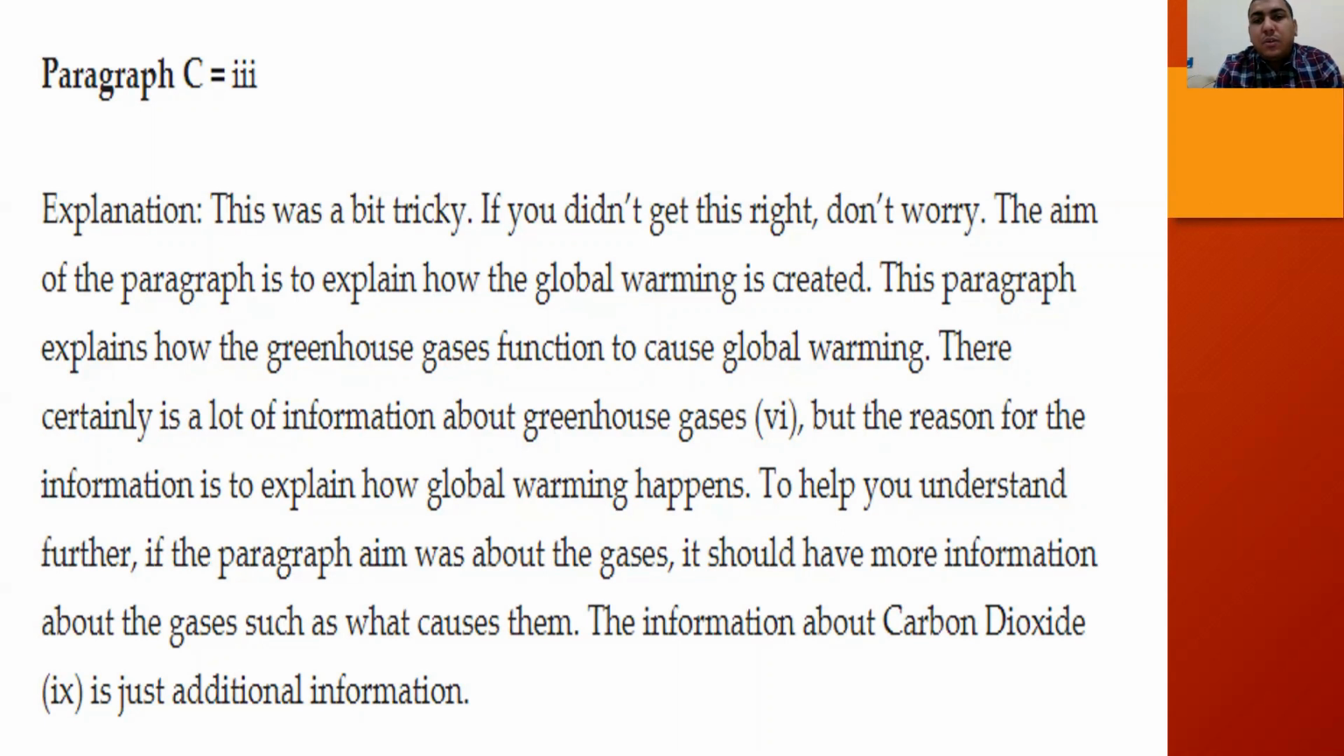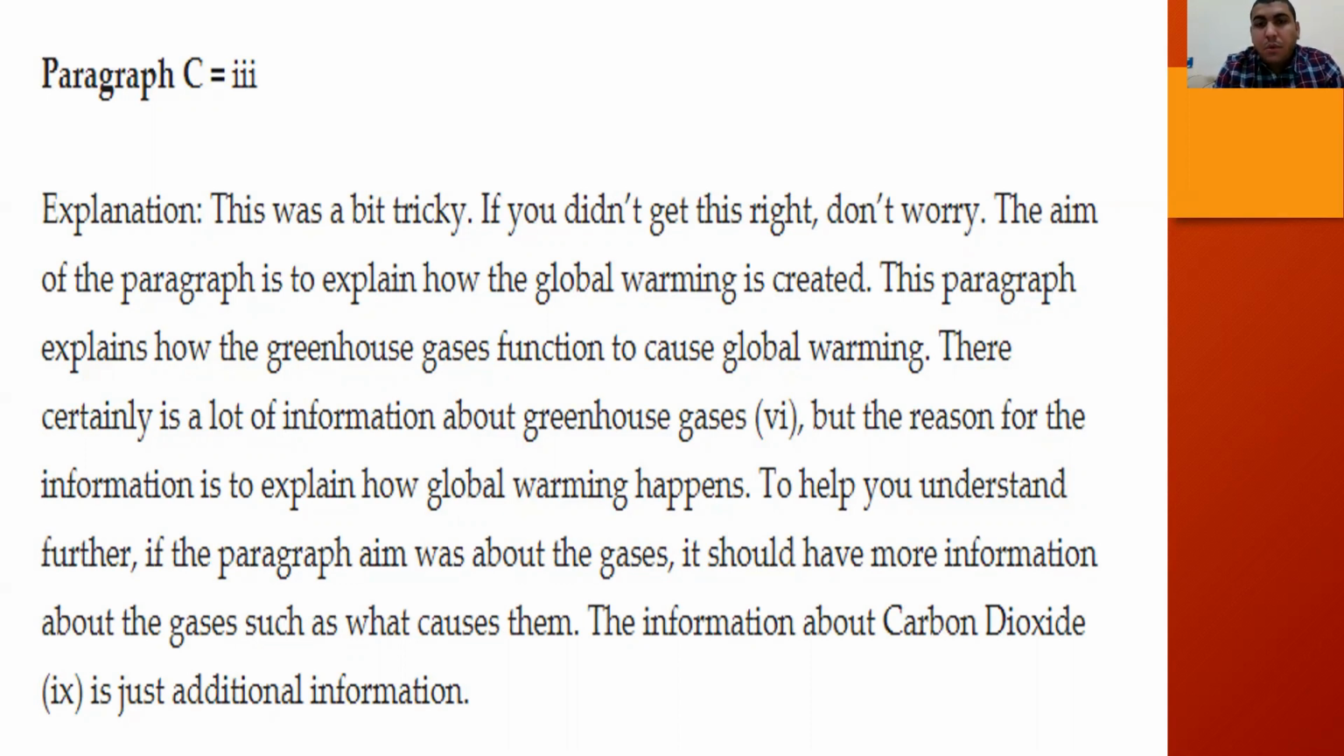There certainly is a lot of information about the greenhouse gases. If it was like this, it would be number 6. But the reason for this information is to explain how global warming happens, to help you understand further. If the paragraph aim was about gases, it should have more information about the gases, such as what caused them. The information about carbon dioxide, which would be number 9, is just additional information, not the main point.